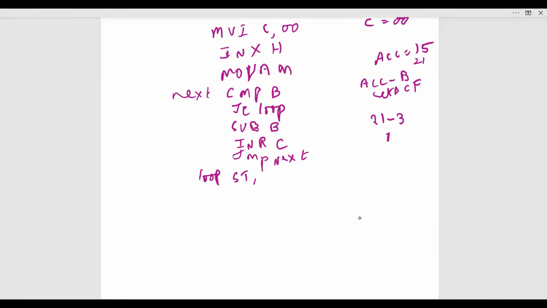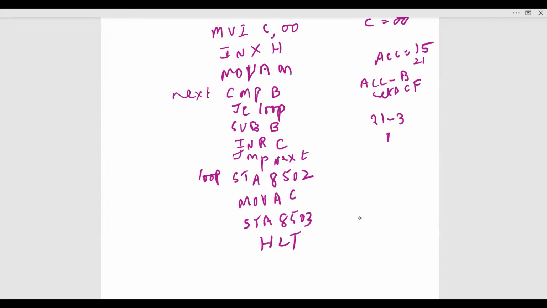So store the result in some location, 8502. And now we have to get the C value, MOV A comma C, and store that in another memory location, 8503.